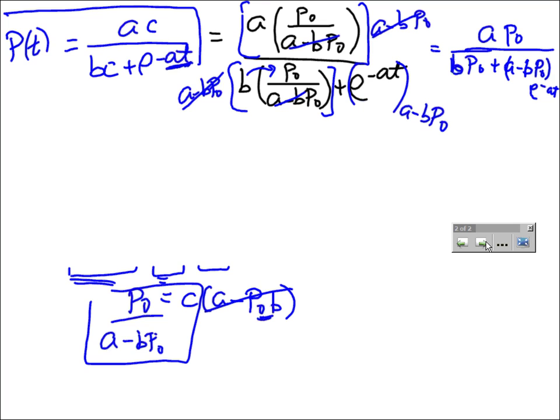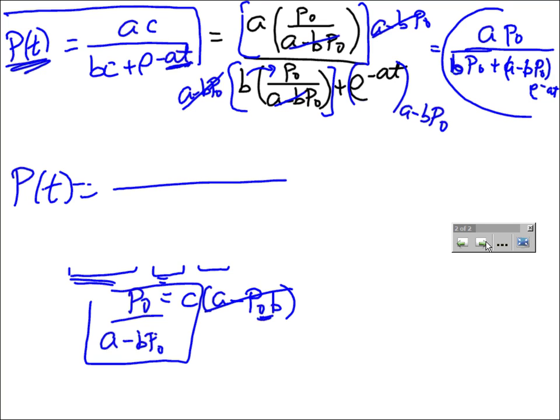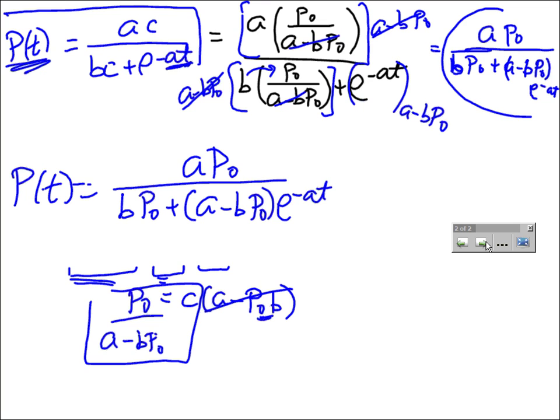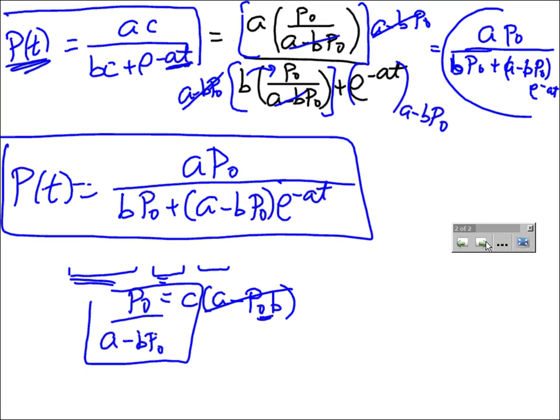Sorry I ran out of room. I will write it down here. P of t is equal to that. The bottom, b times p sub 0 plus a minus b p sub 0 times e to the negative at, and on top, a times p sub 0. This here is the solution to these type of population problems where it's nonlinear and that function of p is linear.